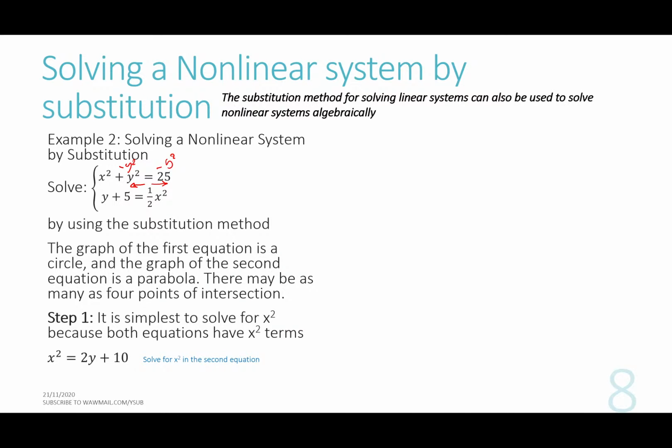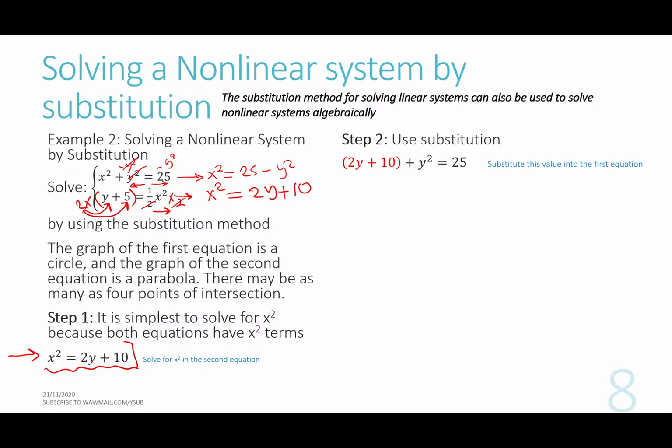Step 2, we use the first equation to substitute x squared by the second one. X squared in the second one is this one. We put it in place of this one, x squared plus y squared equals 25. Now we will replace x squared. This equation is the first one, right? We will replace x squared by 2y plus 10, which is the value of x squared. So we put 2y plus 10 plus y squared equals 25.